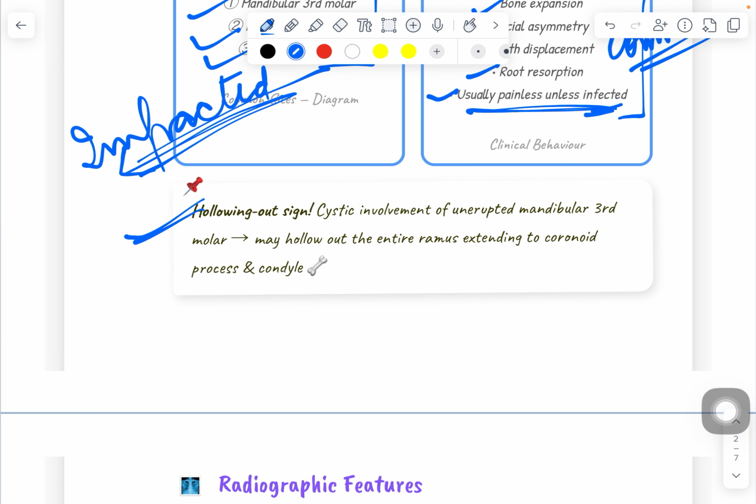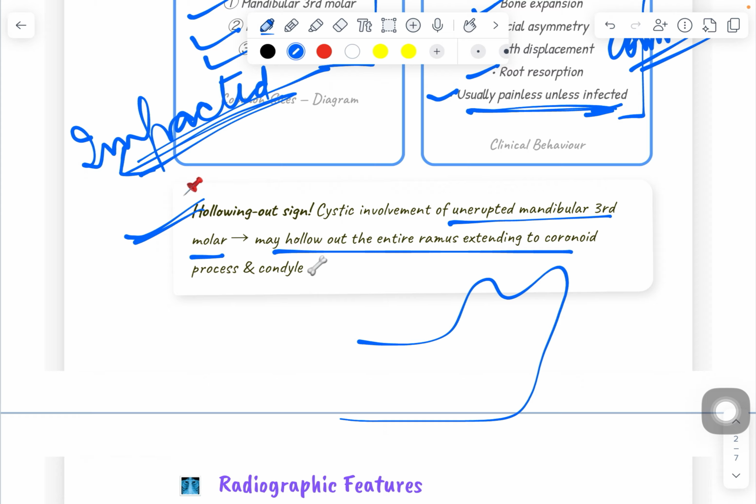Hollowing out sign. Cystic involvement of an unerupted mandibular third molar may hollow out the entire ramus. So when we see a radiograph, suppose this is the impacted tooth and here we see that this is the cyst. If the cyst is unilocular, then this portion will be the hollowed out portion like this. If it is multilocular extending to the coronoid process, then all of this bone will be absent, and the entire ramus of the mandible will be hollowed out. So hollowing out is a characteristic involvement of the cyst in general.